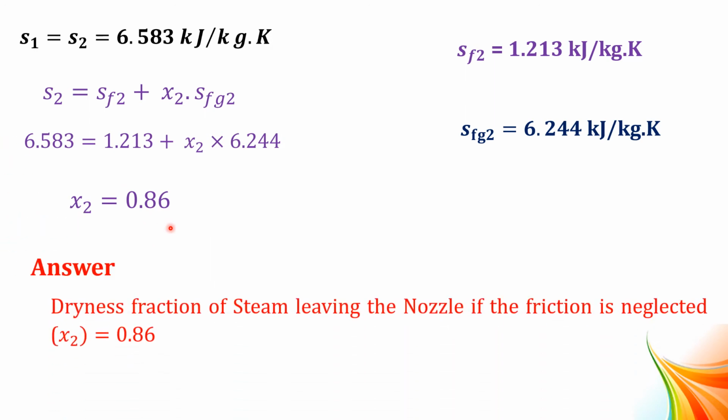So the dryness fraction of the steam leaving the nozzle, if the friction is neglected, X2 equal to 0.86.